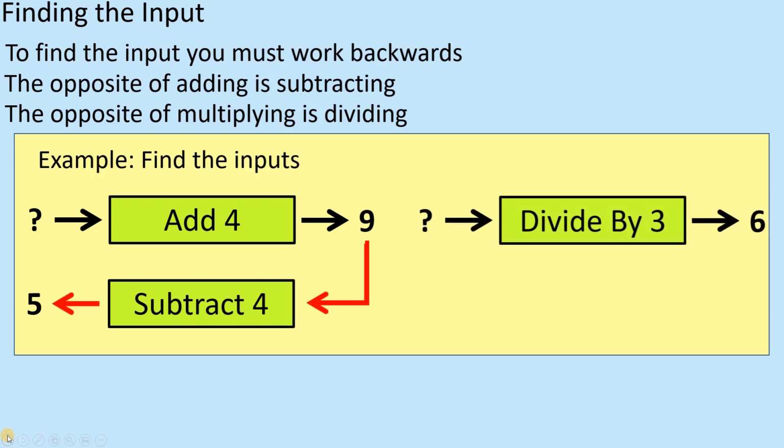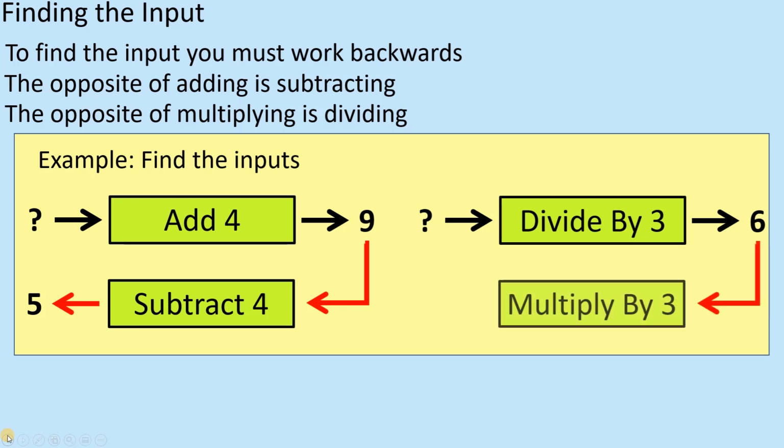Something divided by 3 is 6. So working backwards, 6 multiplied by 3 gives me 18, and that's the number that's gone into it. So you're considering what's happened to it and what's going to come out of it. Those two concepts of finding the output and input are pretty straightforward.